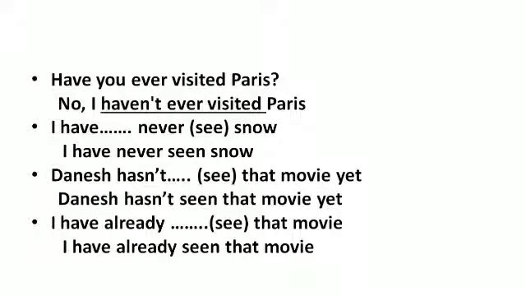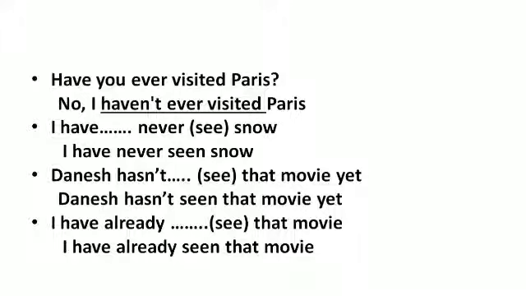Have you ever visited Paris? This is a question. The answer for this question is that no, I haven't ever visited Paris. Here ever is used as an adverb. I have dash never seen snow. I have never seen snow. Never is used as an adverb. Thus it becomes a negative sentence as well because never is a negative word.